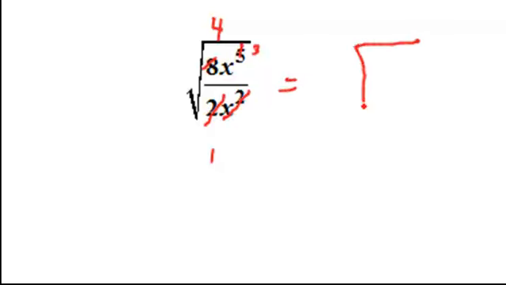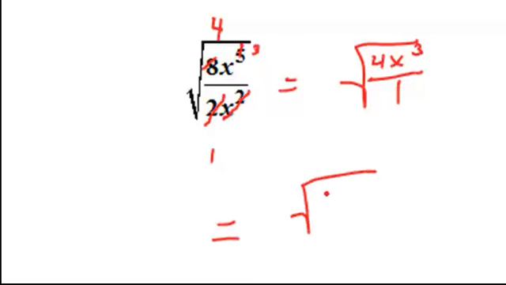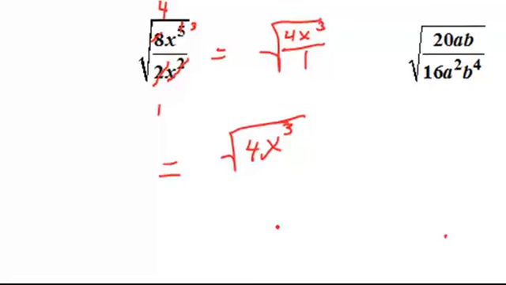So what are we left with? The square root of 4x cubed. Is that what that is? I can't read my writing. Over 1. So that's really the square root of 4x cubed, right? We got rid of the denominator. That's what we wanted. Now we can simplify the radical. How do we simplify a radical? We set up 2 radicals, perfect squares, whatever's left.